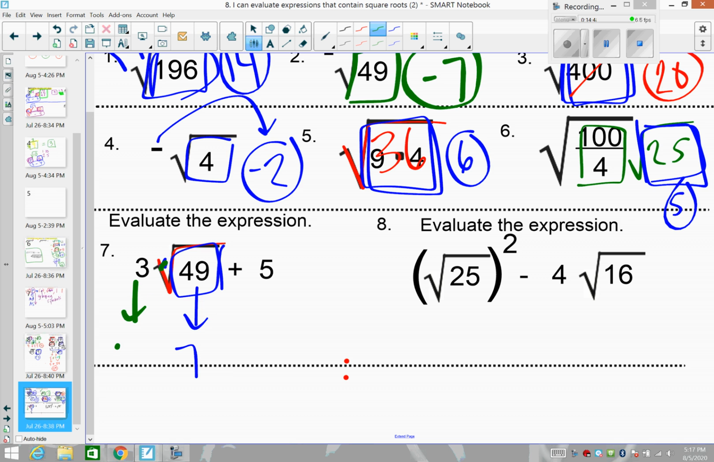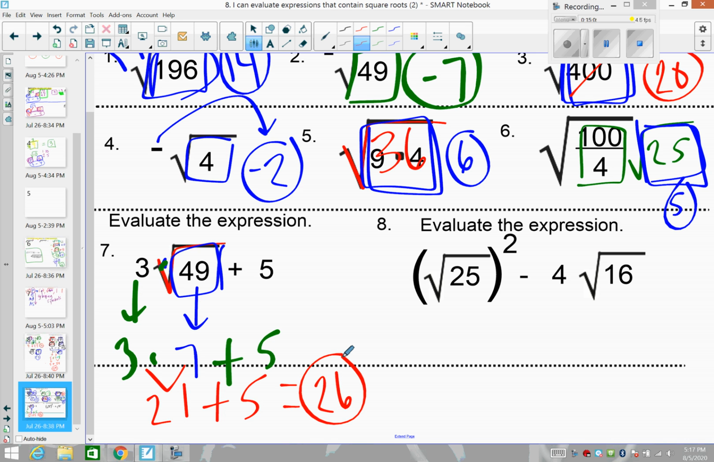If I haven't used it, drag it down. Now the question is, what do I do first? Do I multiply or do I add? Multiplication wins. 3 times 7 is 21. I've been really nice with you on not having too many negatives in here. And we're going to add 5. So that becomes 26. So 21 plus 5 is 26. All right. Doing great.